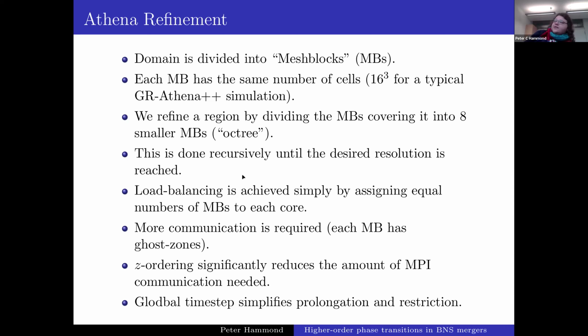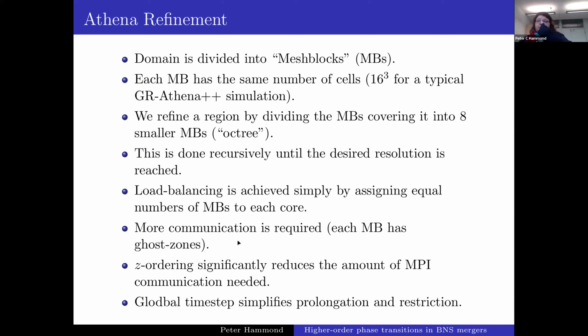Then one of the advantages of this is that load balancing becomes very simple because each mesh block is exactly the same size. It should take about the same amount of time to do all the evolution on each mesh block. So simply by putting approximately the same number of mesh blocks per computational resource, we should get load balancing very close to equal everywhere.